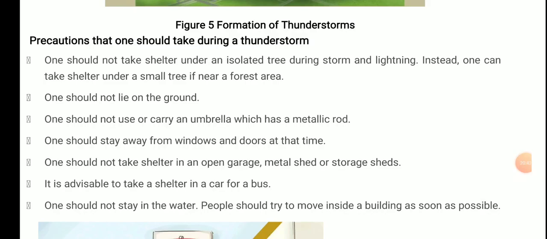Okay, students, so this was what we discussed today about thunderstorms. In the next video we will be discussing cyclones.